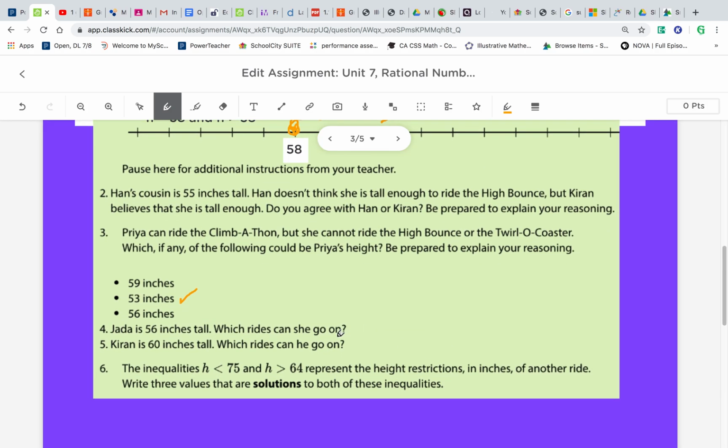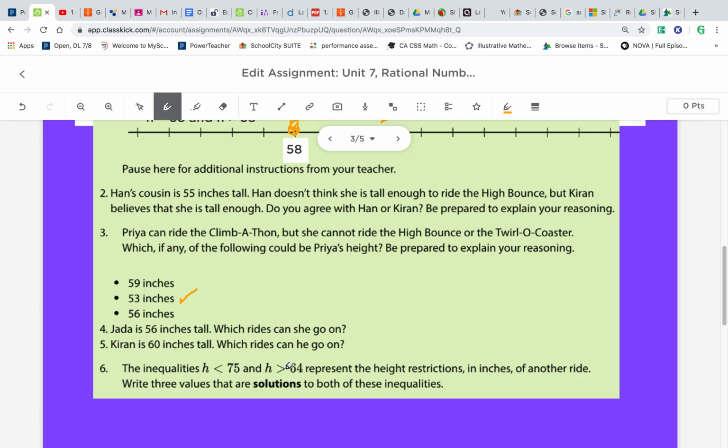All right, and then number 6. The inequality is H is less than 75 and H is greater than 64, which represent the height restrictions in inches of another ride. Write 3 values that are solutions to both of these inequalities. Well, okay, so there's going to be more than 3 that are solutions. But let me give you the idea here. If it has to be less than 75, but it also has to be greater than 64, then those are the numbers that we're limited to.